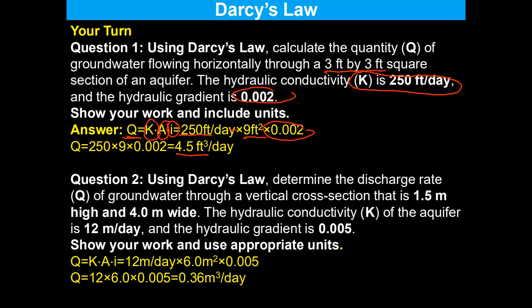Same thing for the other question. You have the equation here, Q equals KAI. K is given to you, which is 12 meters per day. They also give you the cross section, the area, 1.5 by 4, which gives you 6. Then they give you the hydraulic gradient, which is 0.05, and finally you get your answer, which is 0.36 cubic meters per day.